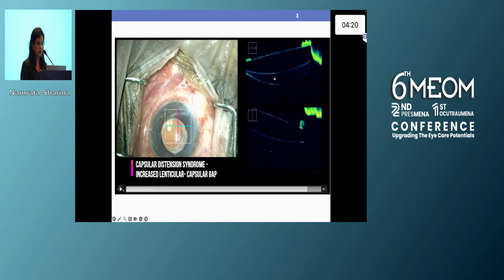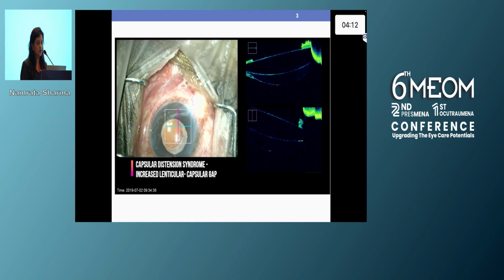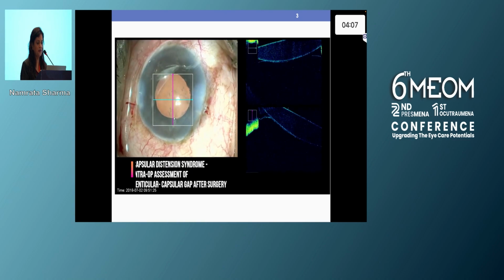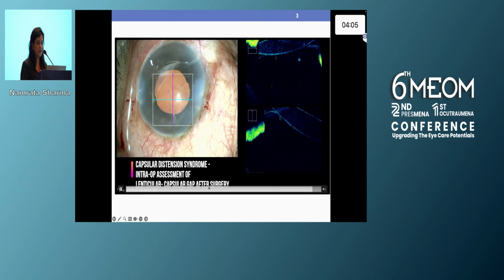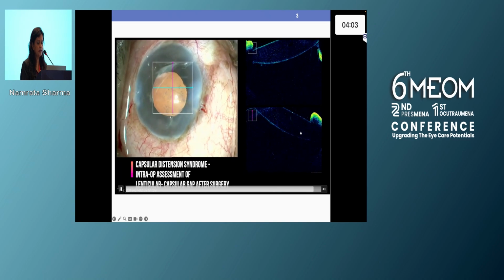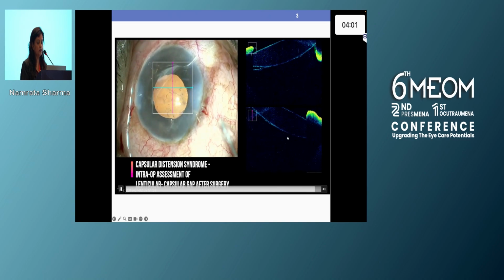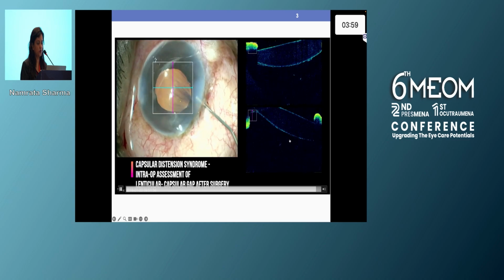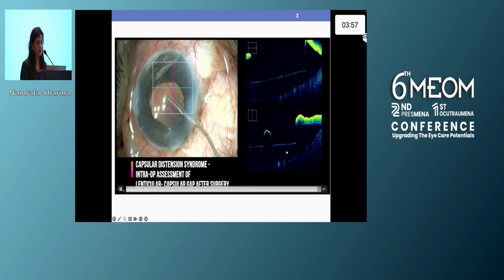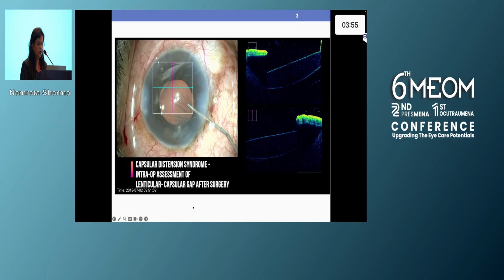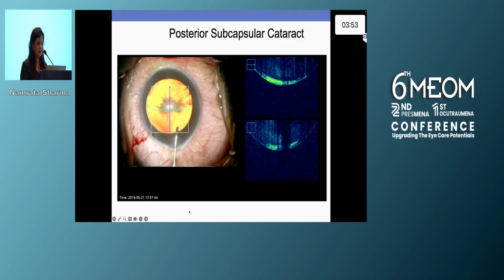This was a case of capsular distension syndrome where there was a gap between the PC and the intraocular lens. You'll notice that there's also a phimosis. This phimosis was relieved, and after relieving it, again the viscoelastic was aspirated, and now the lens is sitting bang onto the posterior capsule, and the patient had myopia which has now been relieved. So it does help you to see the subtle things.